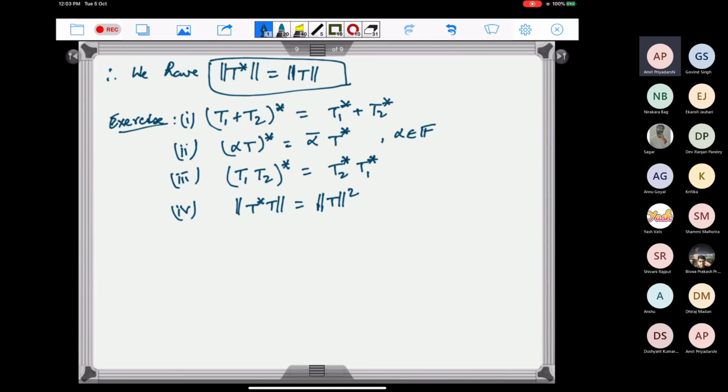After this, I'll define self-adjoint operator, normal operator, unitary operator, and then some properties of those. And then we'll talk about orthonormal basis for a Hilbert space and some properties of that. And we'll come back to this adjoint thing later also. So let me stop here.